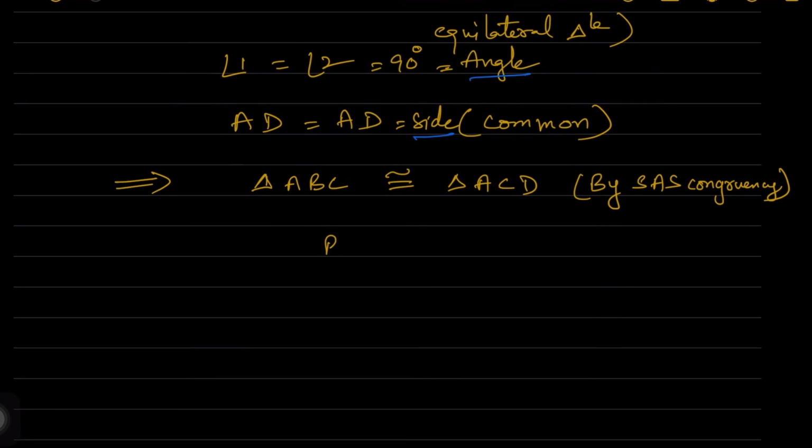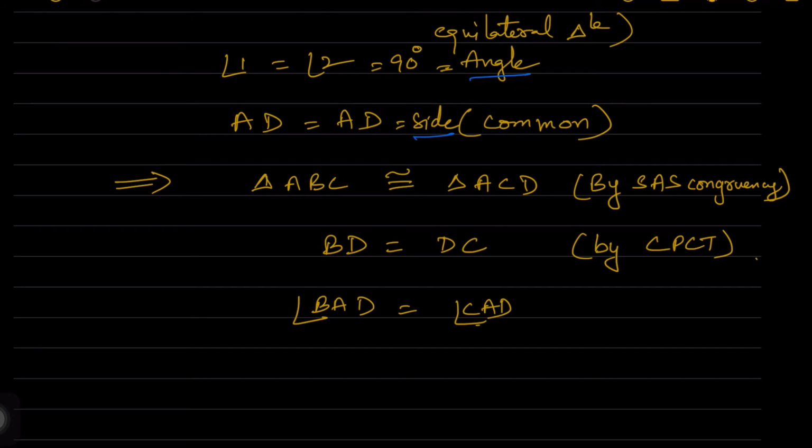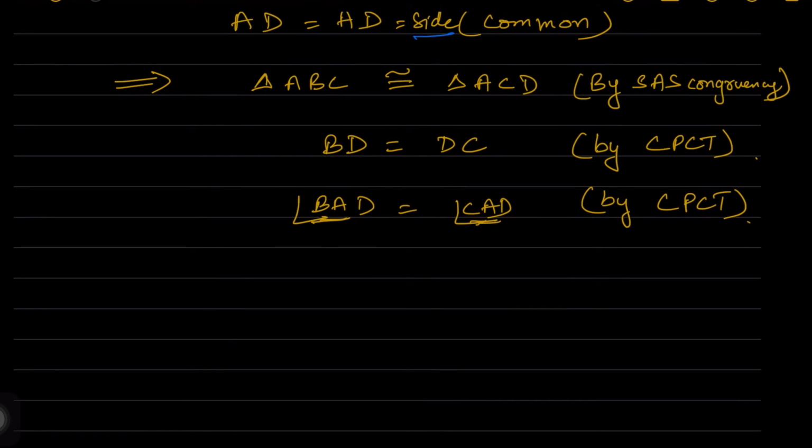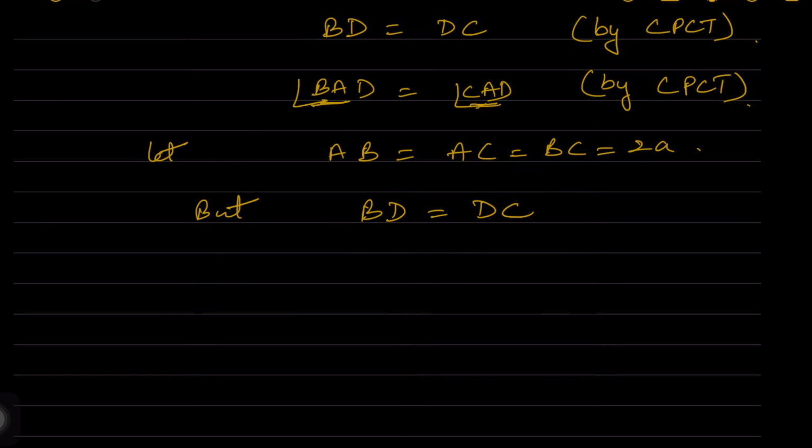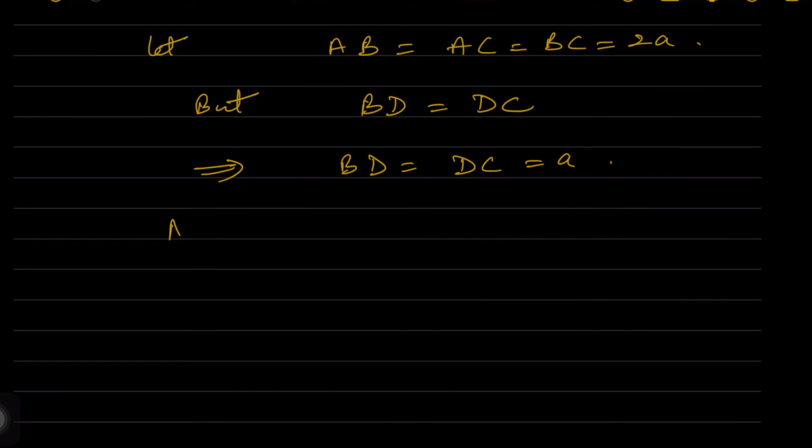Next you have, therefore, BD is equal to DC by CPCT, common parts of congruent triangles. So angle BAD is also equal to angle ABD. BAD is equal to CAD, that is 30 is equal to 30. So therefore you are having AB is equal to AC is equal to BC is equal to 2A.